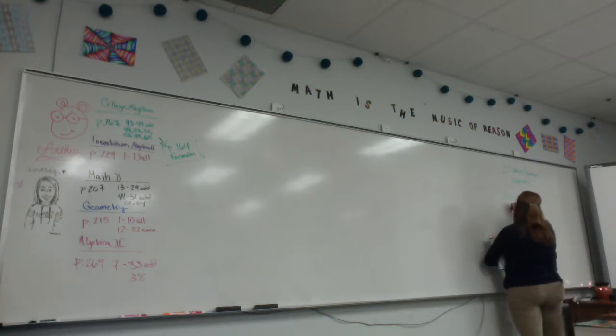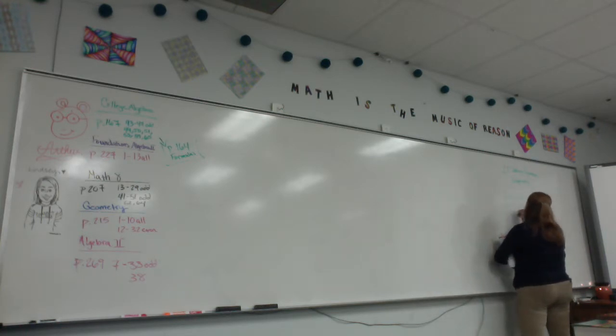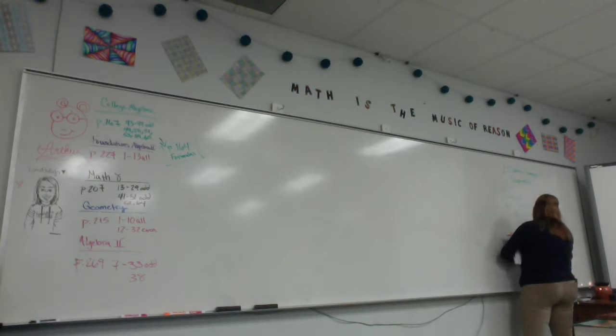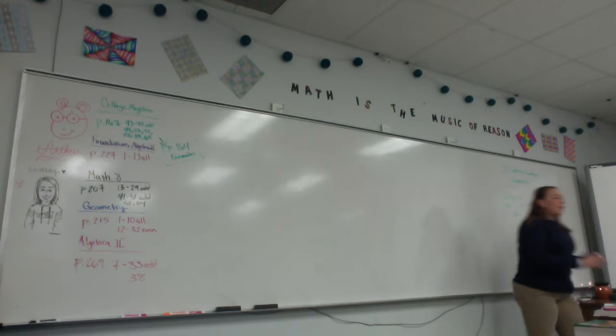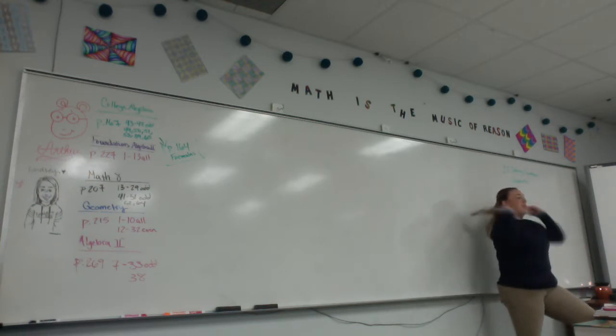So I'm going to subtract 2x from both sides. I'm going to get 3y equals negative 2x plus 5. I'm going to divide by 3. I'm going to get y equals negative 2/3 x plus 5/3. We are going to solve these now by graphing in our graphing calculator.